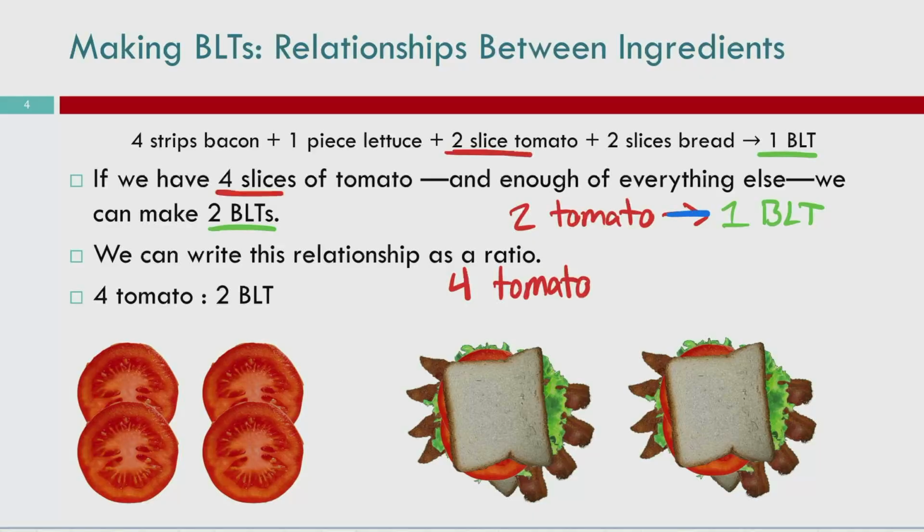And if we put an equal sign instead of an arrow, it looks an awful lot like a conversion factor. And that's how we're going to use it. So 1 BLT for every 2 slices of tomato. The tomato cancels out, and we get 2 BLTs out.